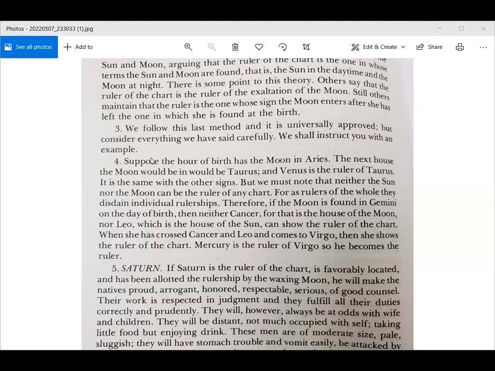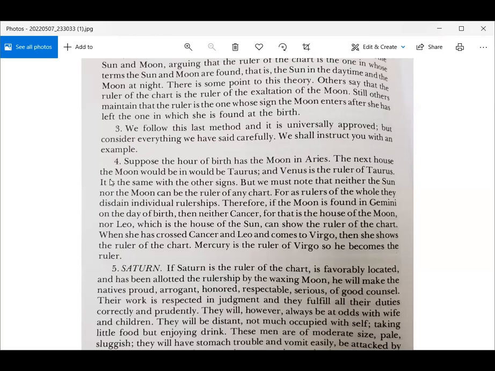And not only does Firmicus say that, but he says that this is something that is practically universally approved, right? He said, we follow this last method and it is universally approved. But he says, consider everything we have said carefully. We shall instruct you with an example. What's the example? Suppose the hour of birth has the moon in Aries.